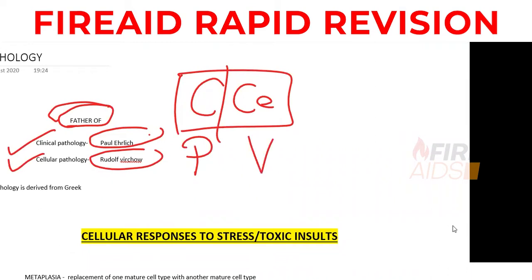This is an additional point. Once asked in exam, pathology is derived from Greek. This type of question will not appear anymore, most probably, because it's an old pattern MCQ. Just to know, pathology is from Greek.